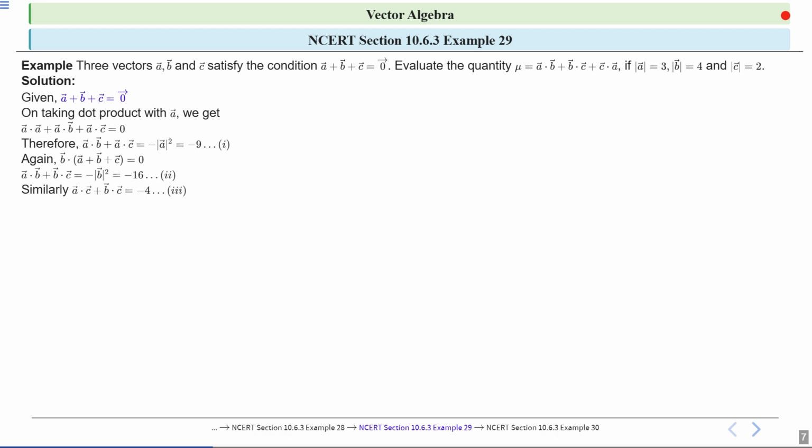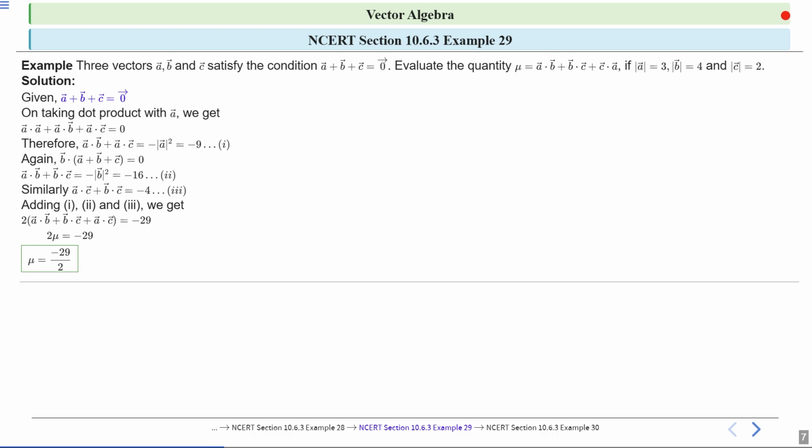This is equation 3. Now, adding equations 1, 2 and 3, we will get 2 times a vector dot b vector plus b vector dot c vector plus c vector dot a vector is equal to minus 29. So 2 mu will be equal to minus 29. Hence we can say that mu is equal to minus 29 by 2. Clear? So the quantity mu is basically equal to minus 29 by 2. This is the right answer. Hope it's clear to all.